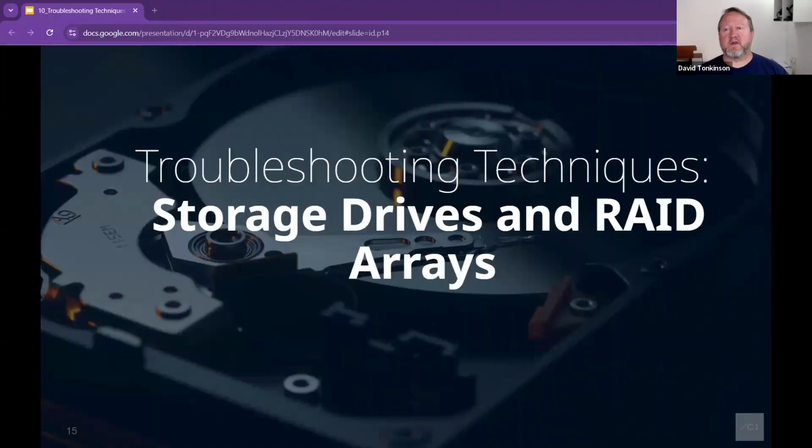So now we kind of taught you a few things. Let's have a look at some specific stuff. Troubleshooting techniques for storage drives and RAID arrays. Let's have a show of hands. Who's had a problem with their disk drive before? Cablan has. Maximilian? I'll put my hand up. I definitely have.